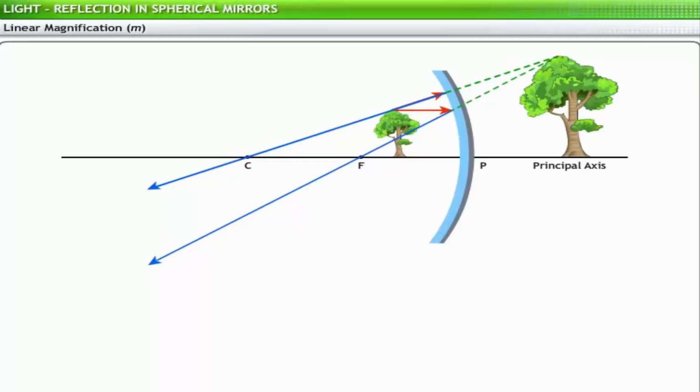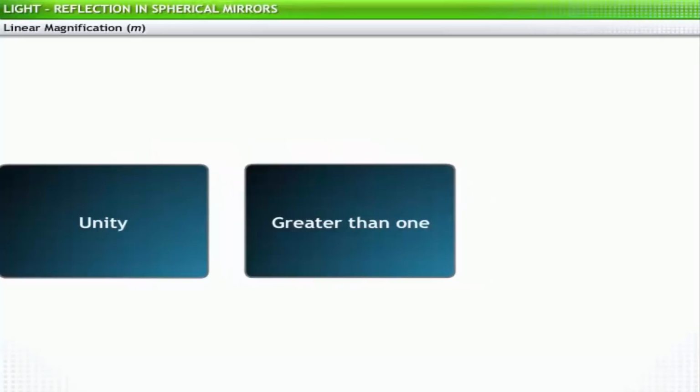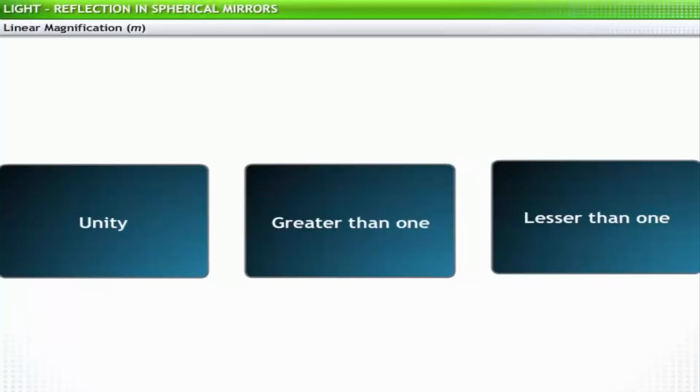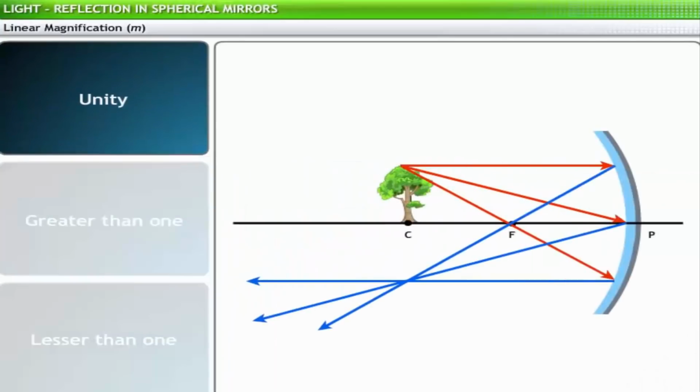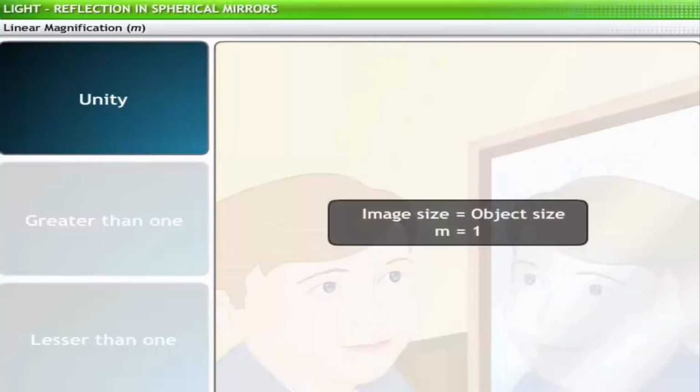You can also compute magnification as the ratio of image distance to object distance. Thus, the ratio of the height of the image to the height of the object is equal to the ratio of image distance to object distance. Magnification can be unity, greater than 1, or lesser than 1. Magnification is unity when the size of the image is equal to the size of the object. When you look at your image in a plane mirror, it is of the same size as yours. Therefore, the magnification of plane mirror is unity. In other words, there is no magnification.